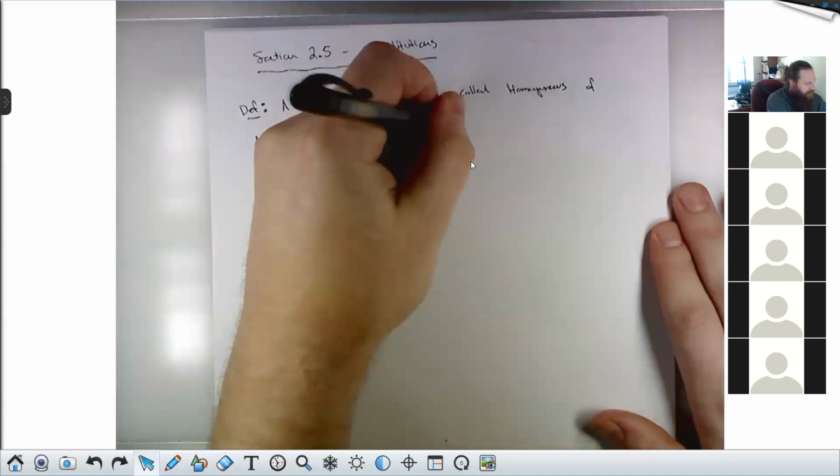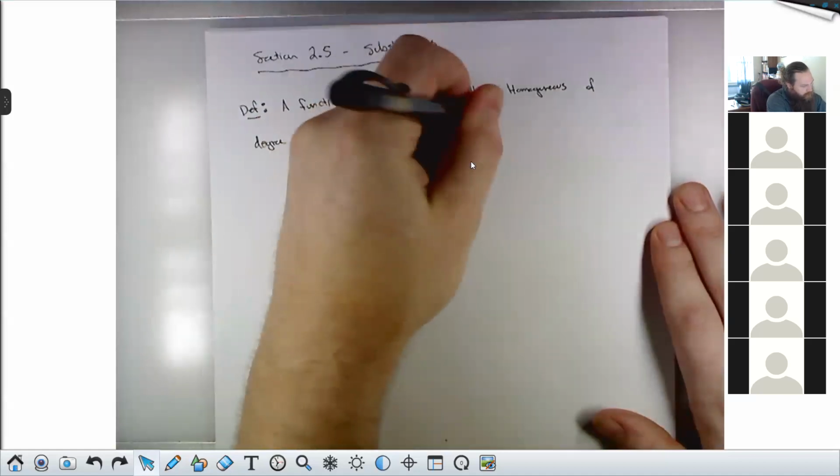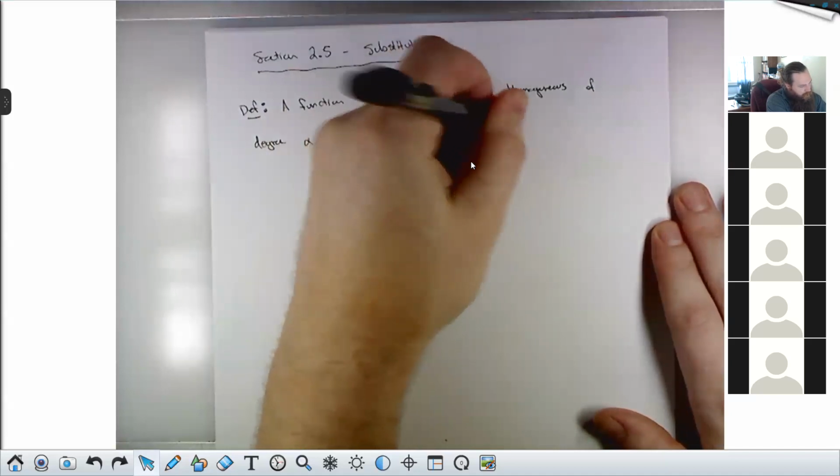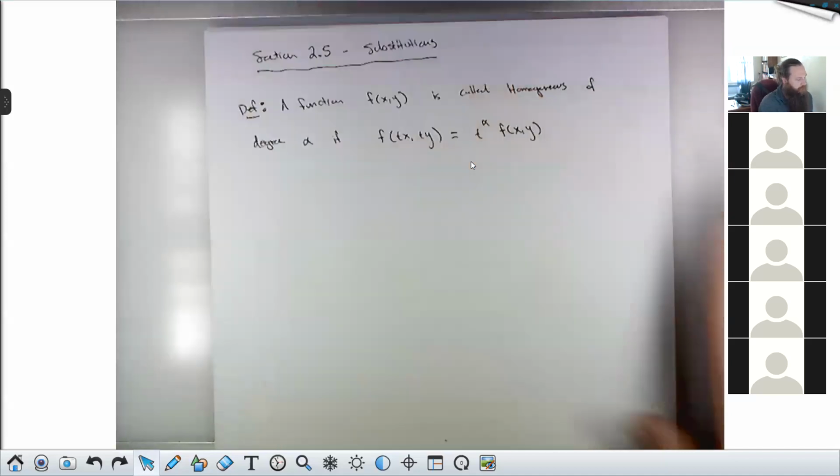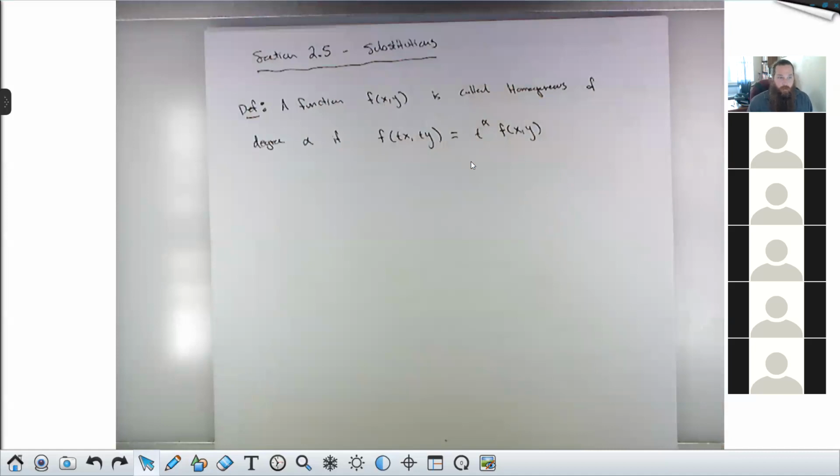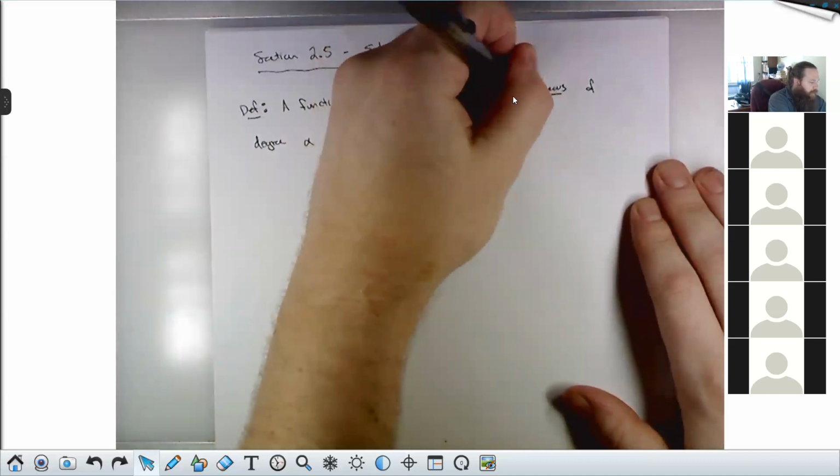So yeah, the kind of idea here, complete invariance under that zoom would be if alpha were 0, right? If f of tx, ty was straight up equal to f of x, y. In other words, if this factor was 1. But if the output from the function kind of scales as a power of the zoom level, that's the way to think of this, then we call the function f of x, y homogeneous.